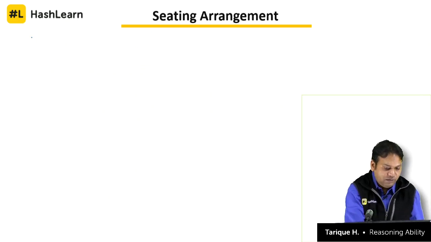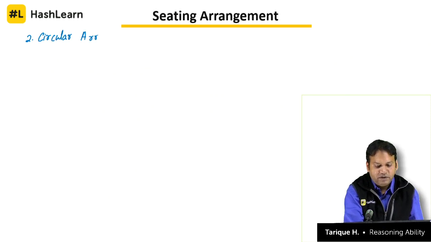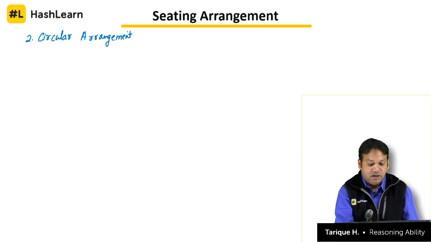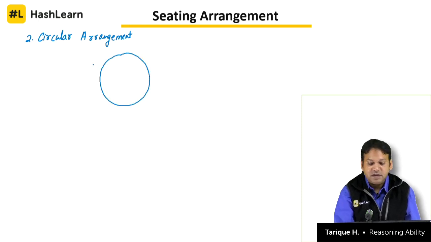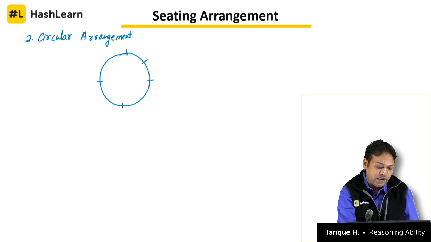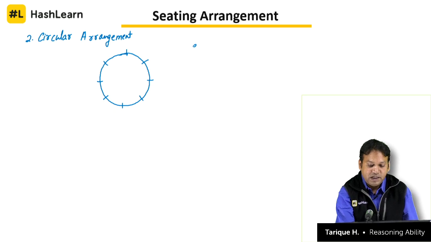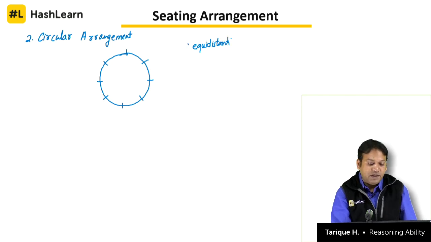Next we have questions based on circular arrangement. In a circular arrangement, suppose there are 6 or 7 or 8 persons, as the question tells you, sitting around a circle. The first thing you do is make a circle. Let's say there are 8 persons, so make the 8 positions first before you start solving. Even if it's not mentioned in the question, be sure that the 8 positions are equidistant from each other. Otherwise the question will use the word equidistant, meaning the distance between them is the same.